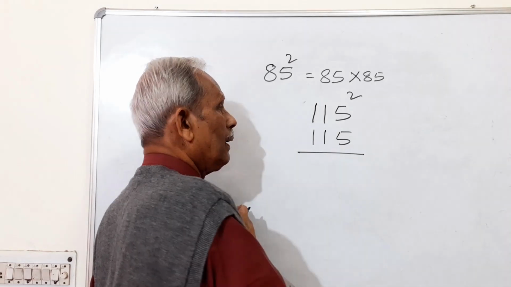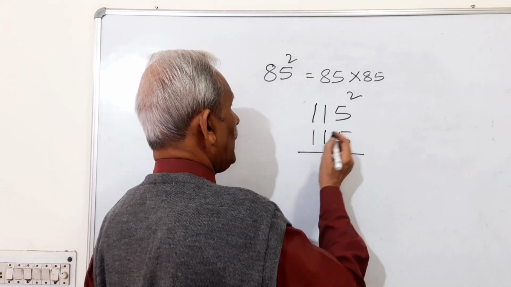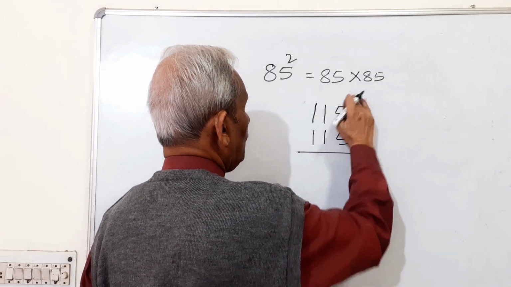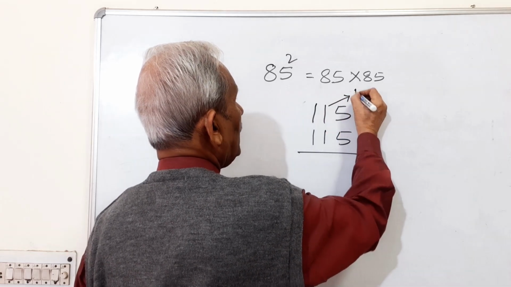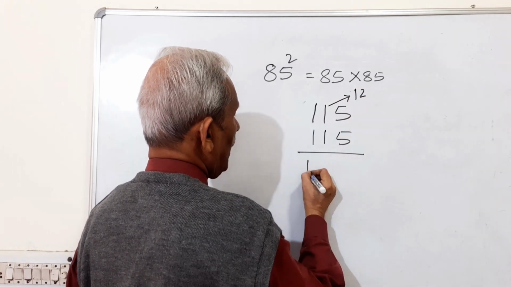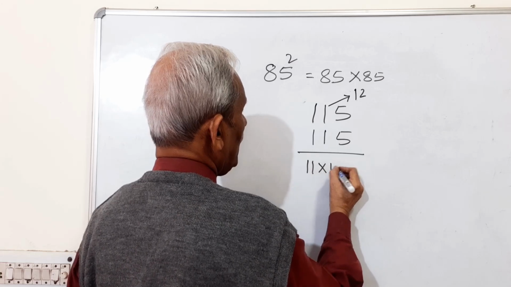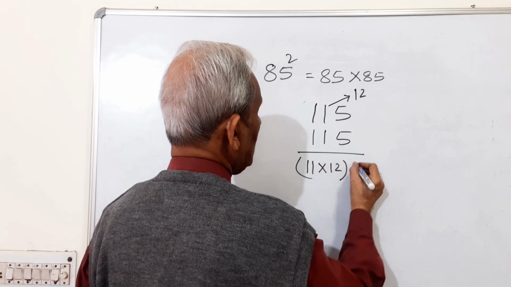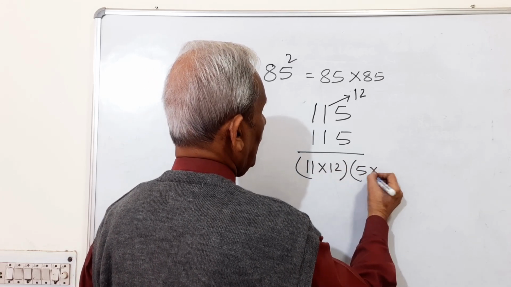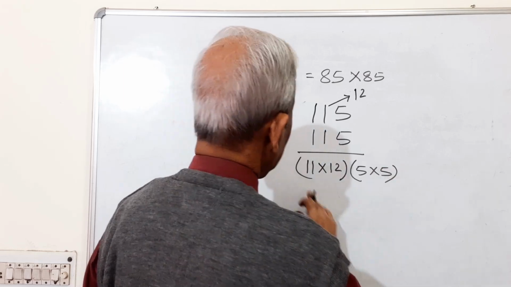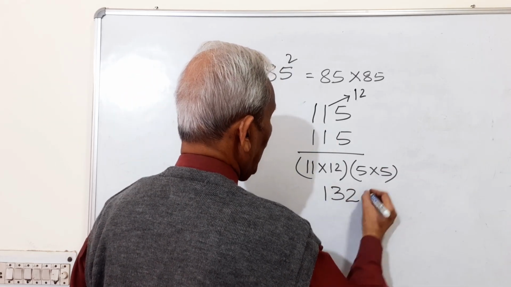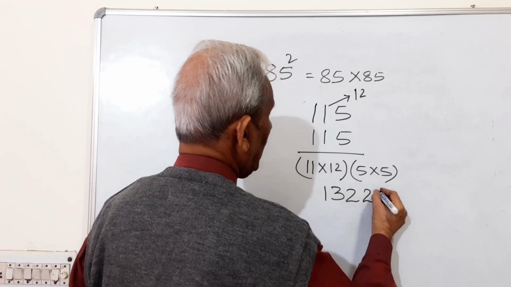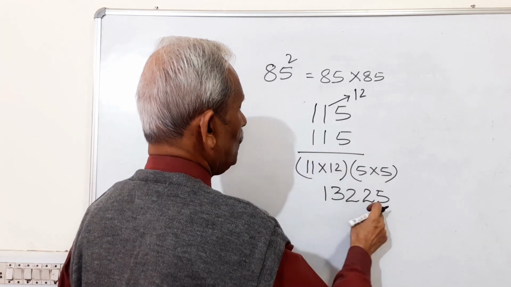So we can apply the Ekadhika and Purvan. And if we apply the Ekadhika and Purvan here, then what happens? 1 more than 11 is 12. So the first part of the answer is 11 into 12, and the second part of the answer is 5 into 5. So here it is, 11 into 12 is 132, and 5 into 5 is 25. So the square of this is 13225.